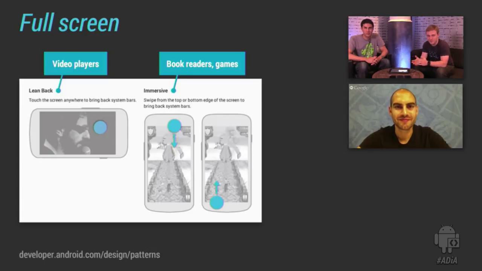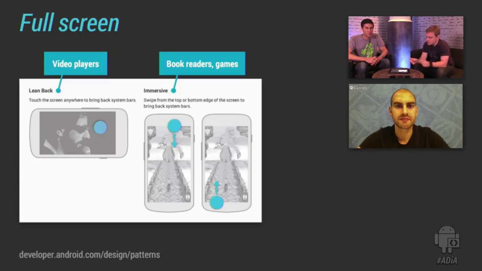Immersive mode is something that's new in Android 4.4 KitKat. Immersive mode again hides the bars, but it also allows the user to interact with the middle of the screen. Immersive mode is more suitable for things like games, where you actually need to interact with the screen, or book readers, where you're flipping between pages.